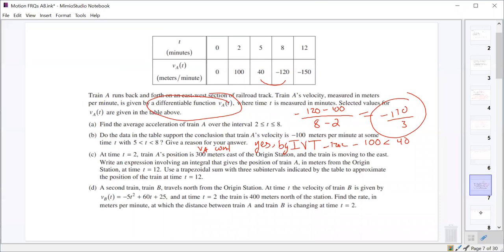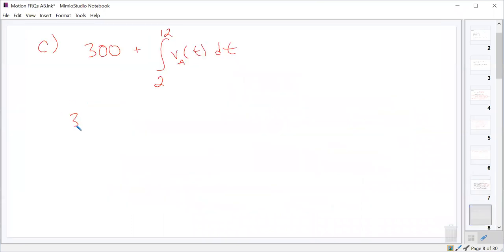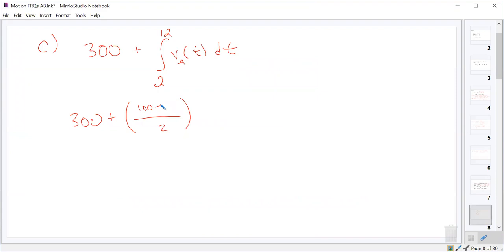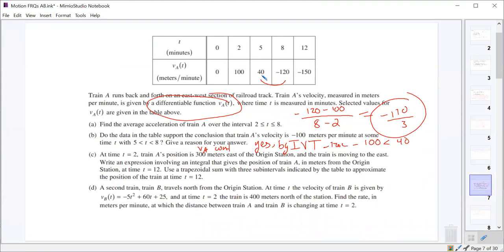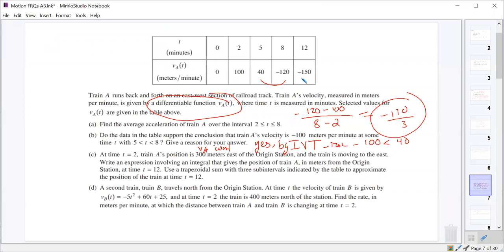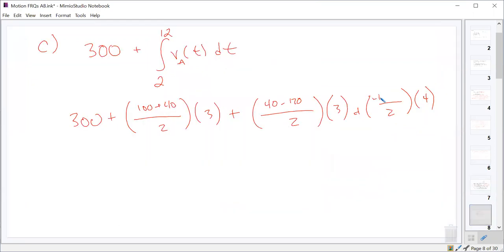So first off, we're going to have 300 plus, what do we got here? 100 plus 40 divided by 2. And that first interval was 3 units. Second interval was also 3 units, right? 5 to 8. And then we have 40 minus 120. And then the last interval was 4 units. And that one's negative 120 minus 150. Everybody good there?